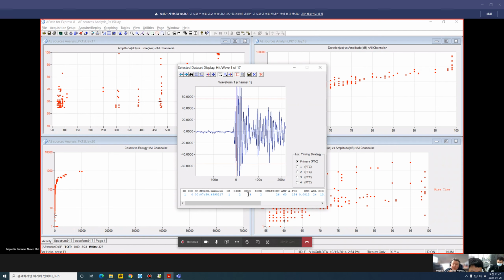But all this information is not affected anymore by the preamplification or the gain used in the preamplifier. That's what I'm trying to tell you. So, let's say we get 80 decibels for pencil breaking, lead breaking.